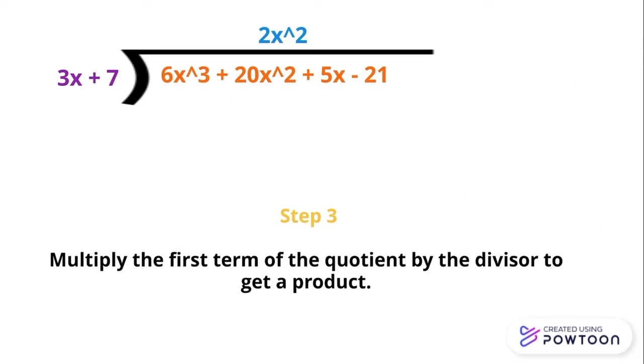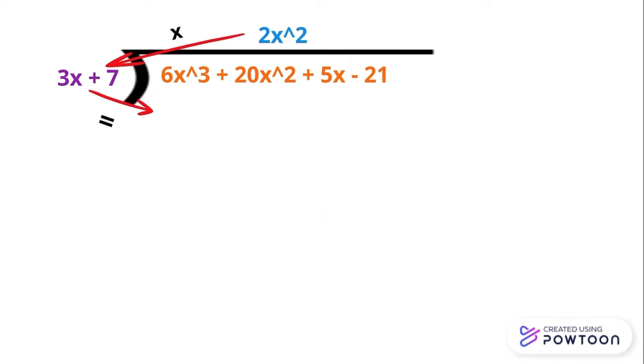For the third step, we need to multiply the first term of the quotient by the divisor to get a product. So in this case, I'm multiplying 2x squared times 3x plus 7 to get a result of 6x to the power 3 plus 14x squared.